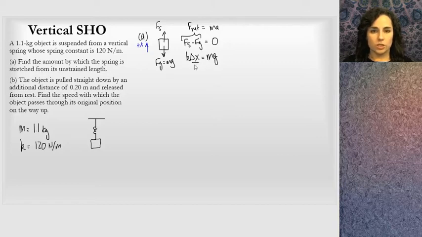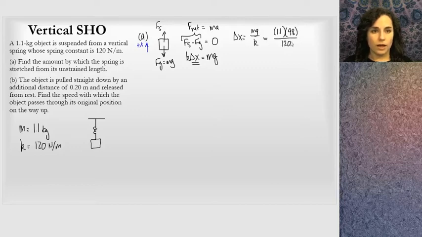Find the amount by which the spring is stretched. In this situation, they're asking me to find delta x, so I can solve for delta x equals mg divided by k. Notice that I know all of those values. Either they've been given in the problem, like the 1.1 and the 120, or I know gravity is just 9.8.